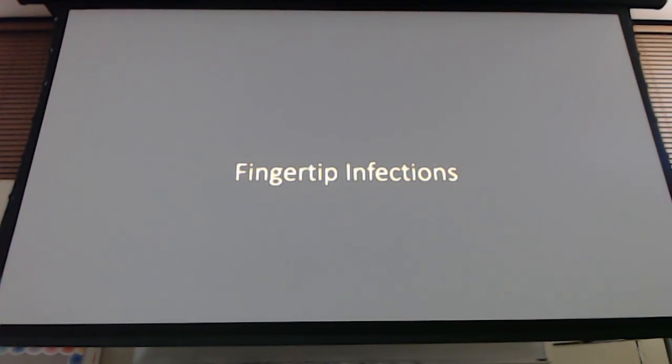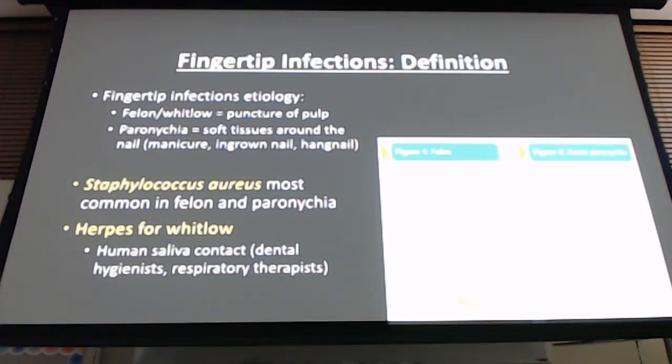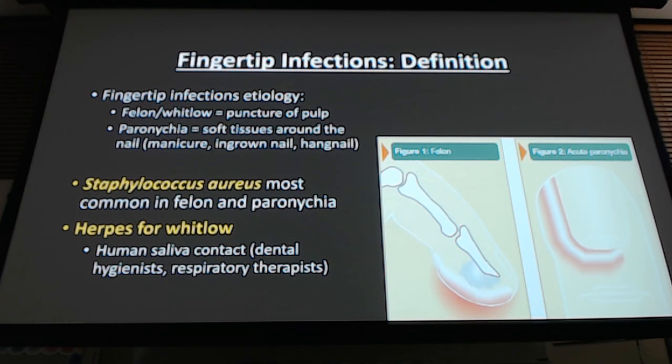Fingertip infections. Right. So this is not the other stuff we talked about before, right? Dog bites and cat bites, that's a separate category. Okay. So fingertip infections, you guys already know about herpetic whitlow, correct? Those vesicles. So felon and whitlow go with pulp, puncture of the pulp. Everybody knows what pulp is, right? Volar, palmar aspect.